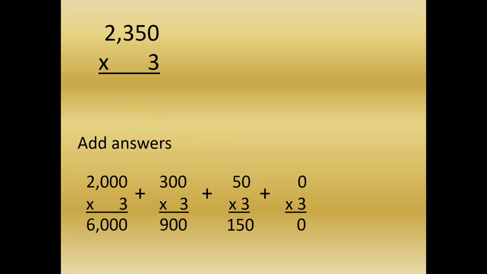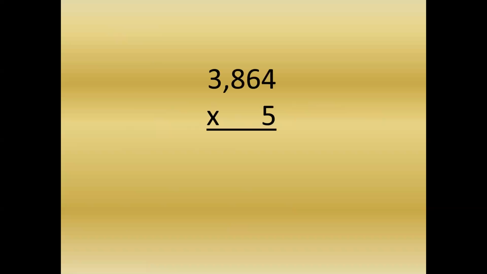So then we have to add all of our answers again. So we're going to do 6,000 plus 900 plus 150 plus 0, which is equal to 7,050. So that means 2,350 times 3 is equal to 7,050. So now we're going to try doing it without going to expanded form. So we have 3,864 times 5. So we're first going to start with doing 4 times 5.